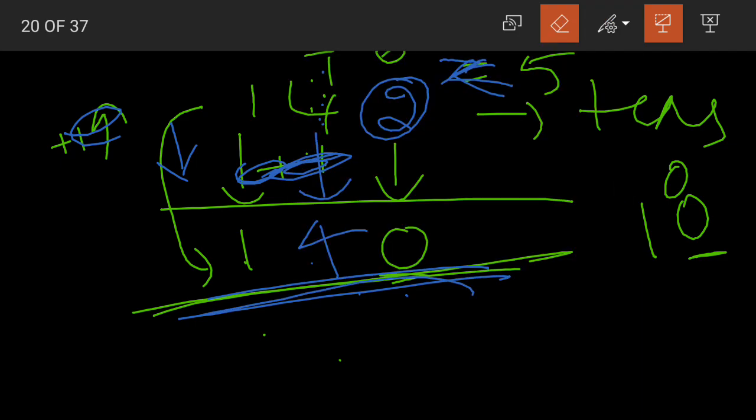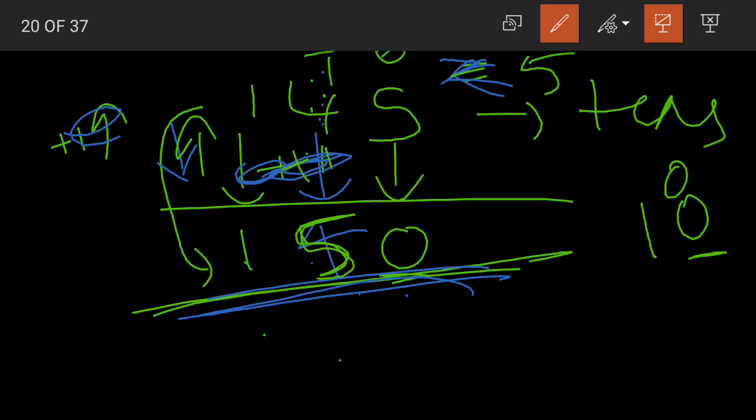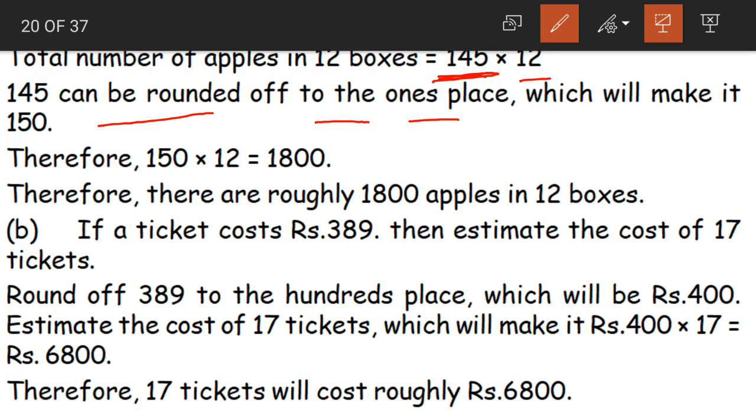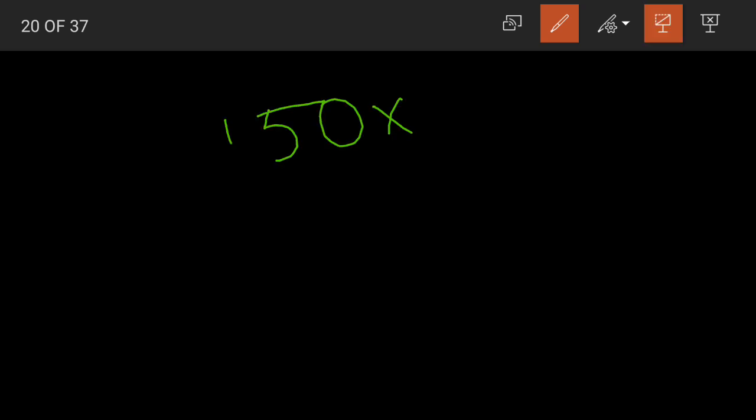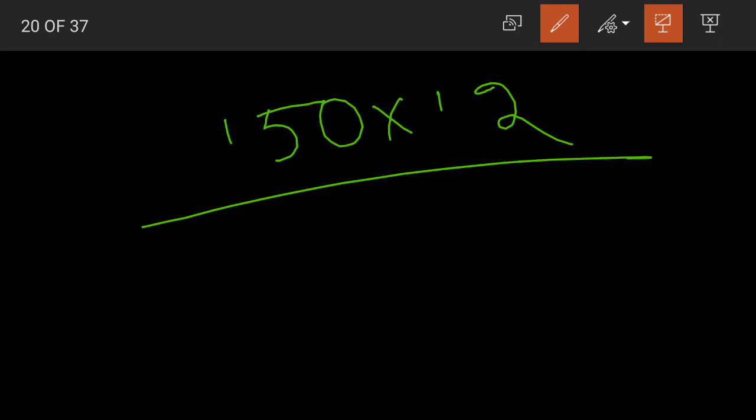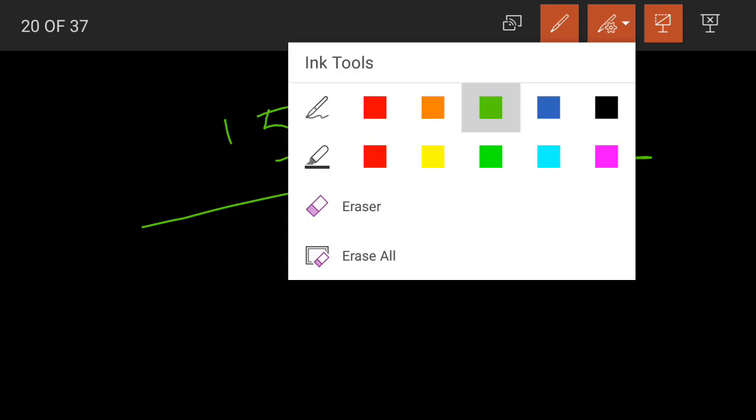But as the digit in ones place here is 5, we are rounding it up. 4 plus 1 becomes 5. The digit in tens place is increased by 1. So 150 is our rounded off number. Now with this rounded off number, we are going to multiply it with 12. 150 into 12. Again, as we know, we can simply skip multiplying with this 0 and write a 0 in the product directly. Yes or no?